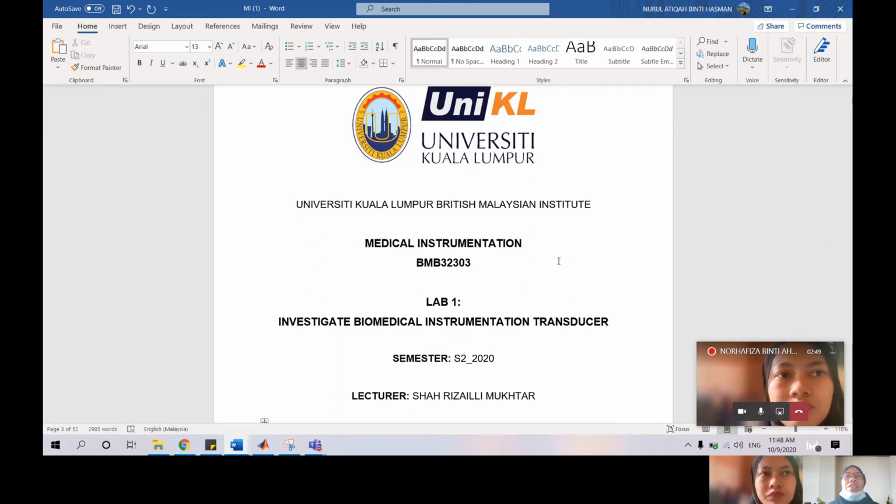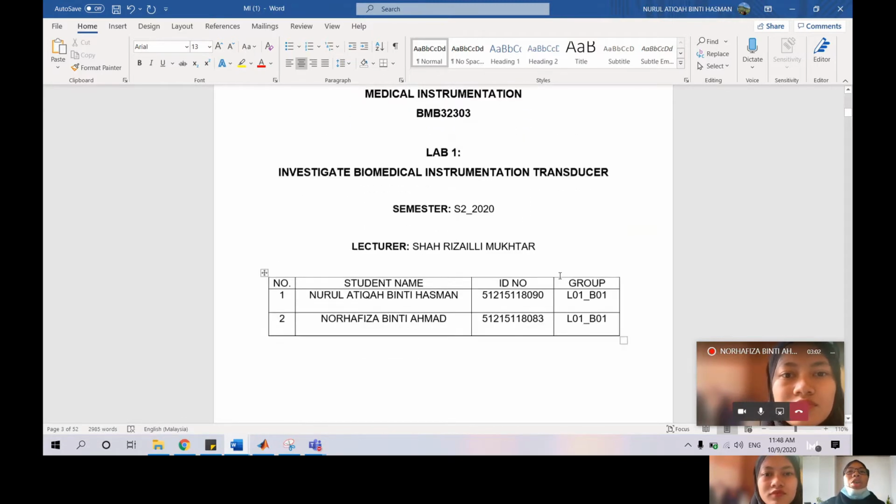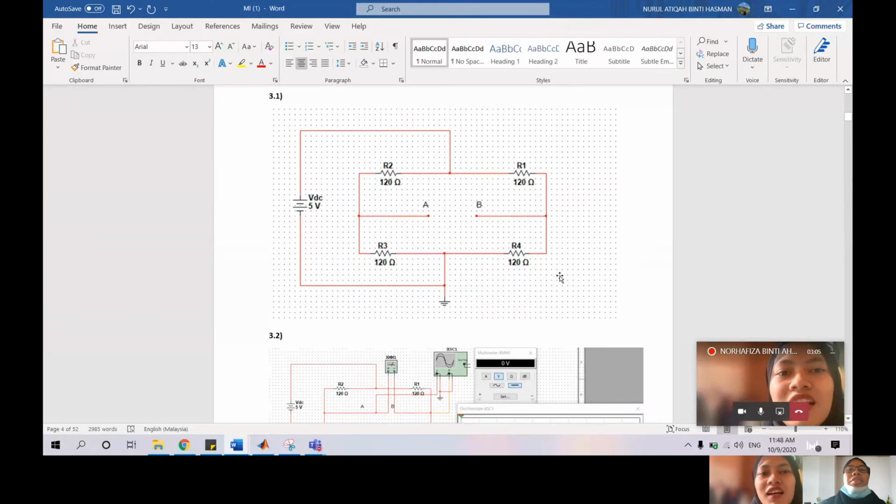Today, myself, with my friend Nur Hafiza, would like to present our Lab 1 for Medical Instrumentation. The topic is Investigate Biomedical Instrumentation Transducer. So, I would like to pass to my friend.